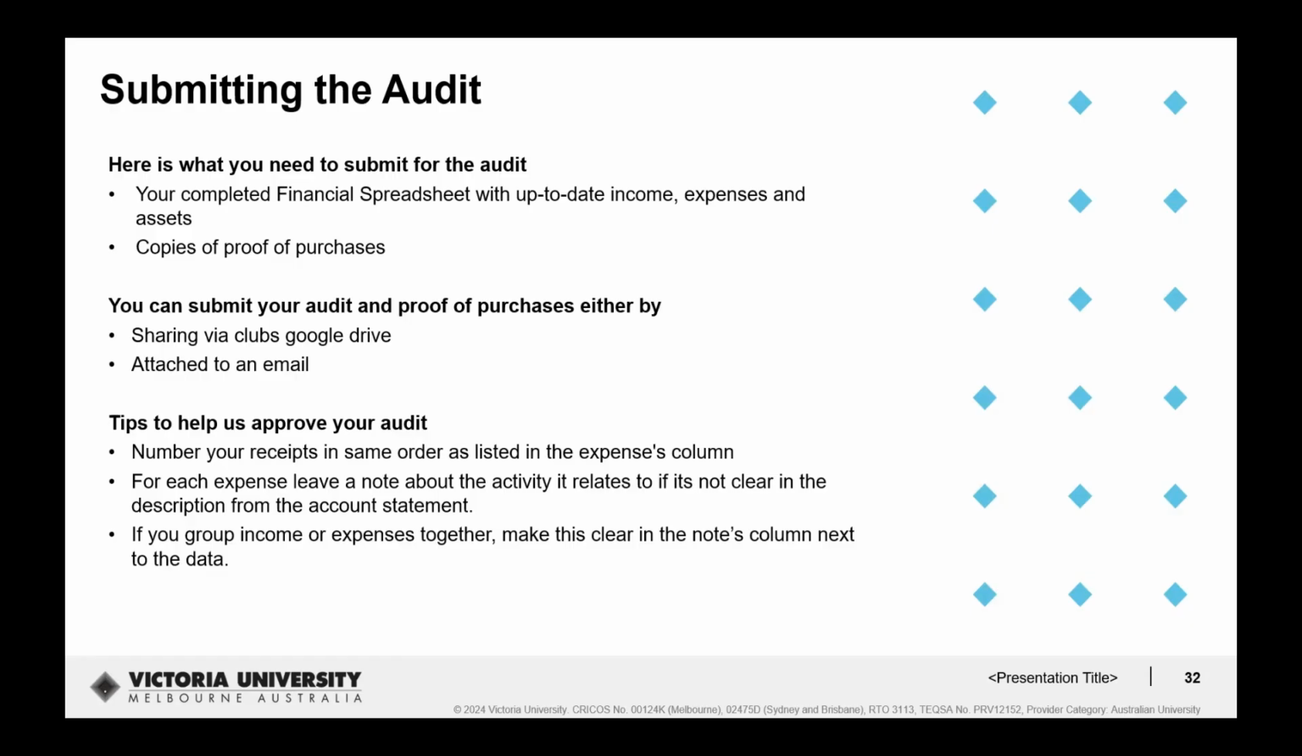Tips to help you improve your audit: number your receipts in the same order as listed in the expenses column. For each expense, leave a note about the activity it relates to if it's not clear in the description from the account statement. And if you group income or expenses together, make this clear in the notes column next to the data.